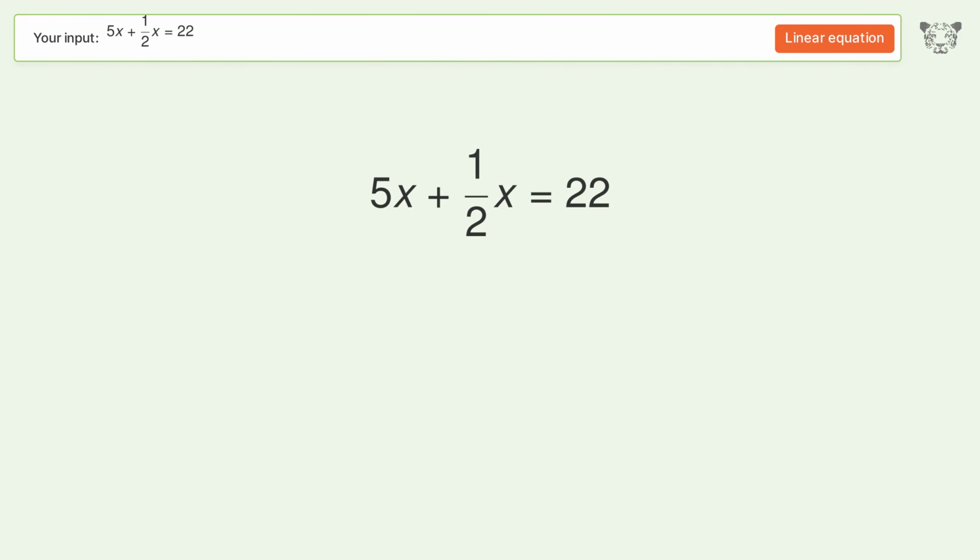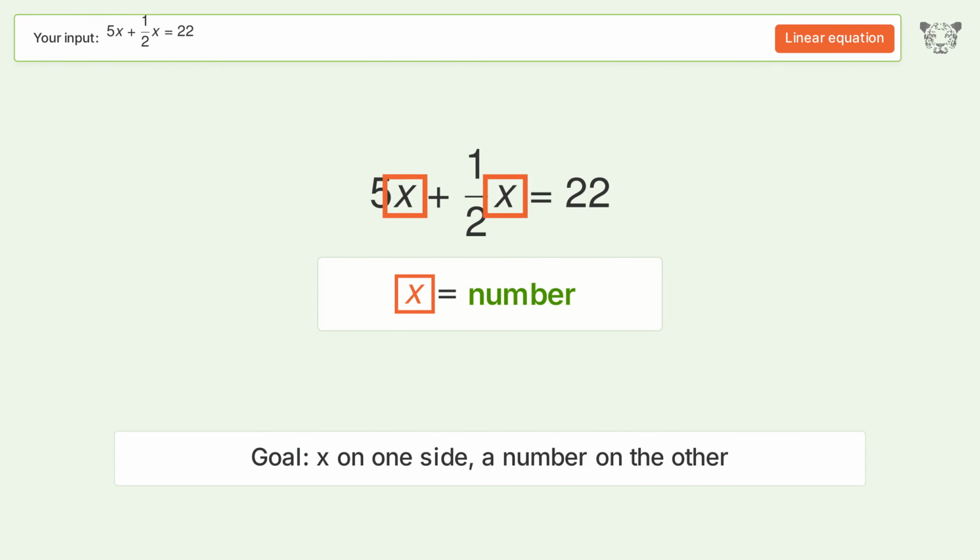Here is the linear equation we are asked to solve. 5 times x plus 1 over 2 times x equals 22. Solving means leaving the variable alone on one side, with a number on the other. Let's do this step by step.